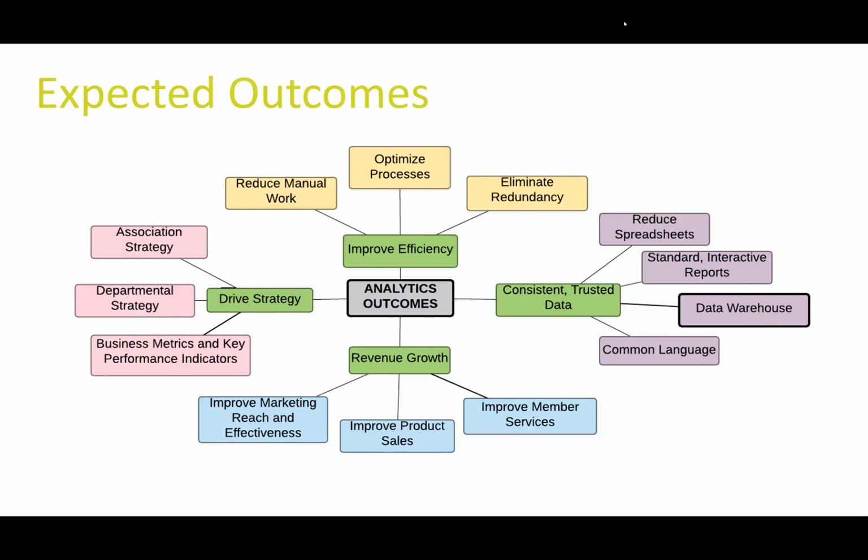And driving strategy. So as you get together, whether it's in your department or as an executive team or whatever that may be, really starting to use analytics to drive what you should be focused on as an association, and that trickles down to every layer. So looking at business metrics and key performance indicators, departmental strategy, and then rolling up, of course, to association strategy.